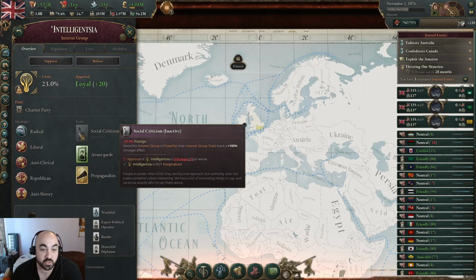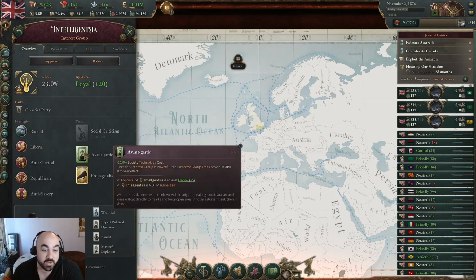For their traits, we have social criticism, minus on prestige. This isn't too bad in malice, so if you want to make these guys pissed, you can. We have avant-garde, which gives minus 20% society tech cost. Again, very, very solid. Society tech, I think, is one of the more powerful techs or branches.